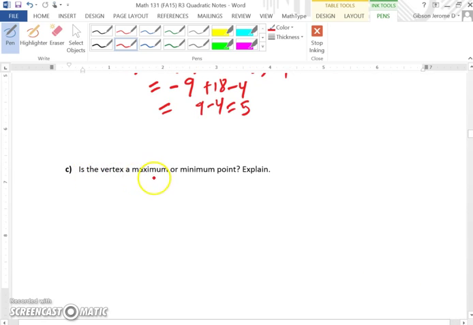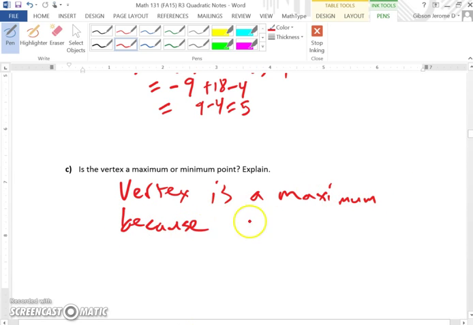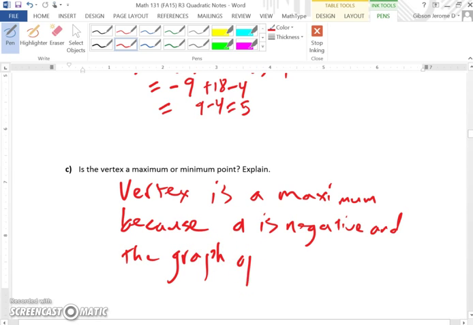Now it says here, is the vertex a maximum or minimum point? We know when our a is negative, how does the graph open up? Downward, right? So since the graph opens downward, then we know that the vertex is a maximum. And then we could put because a is negative and the graph opens downward.